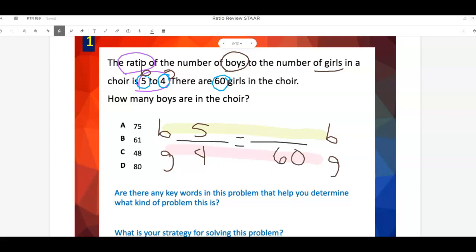Okay. Now we're going to do it. You're going to do it just like you did the warm-up. I'm going to give you a minute here to finish this up.